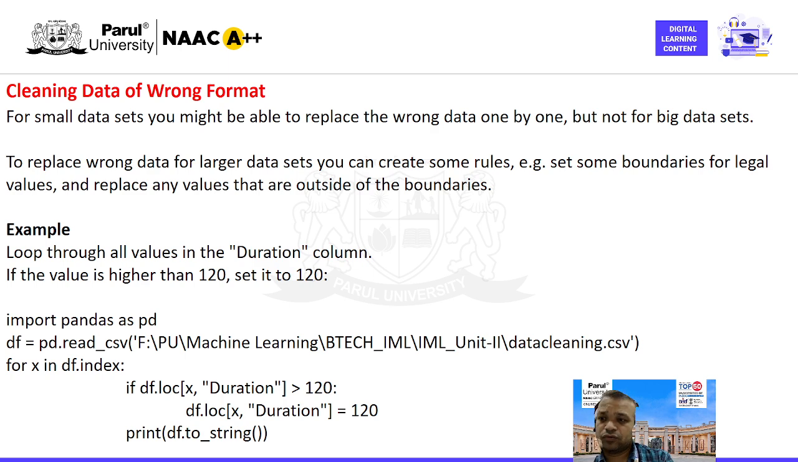So how can we check it? To replace wrong data in a larger data set, you can create some rules. For example, set some boundaries for legal values and replace any values that are outside of the boundaries.